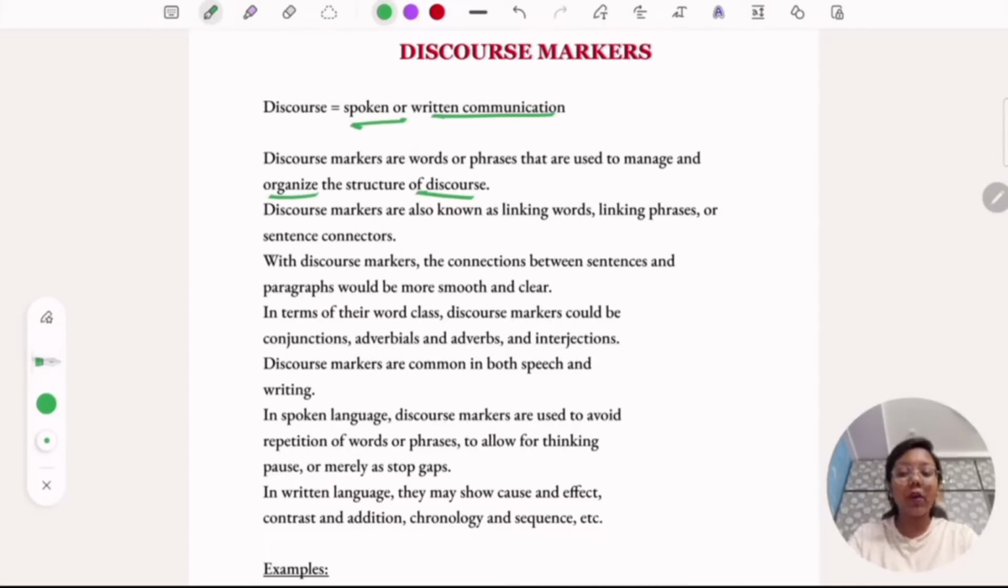They help in organizing the way you communicate with others. They help in smooth flow of conversation, and they are also known as linking words, linking phrases, or sentence connectors. With discourse markers, the connections between sentences and paragraphs would be more smooth and clear. In terms of their word class, they could be conjunctions, adverbials and adverbs, or interjections. They are common in both speech and writing.